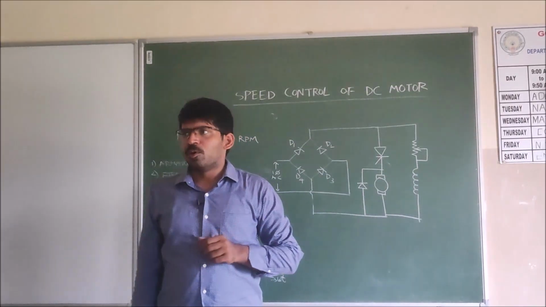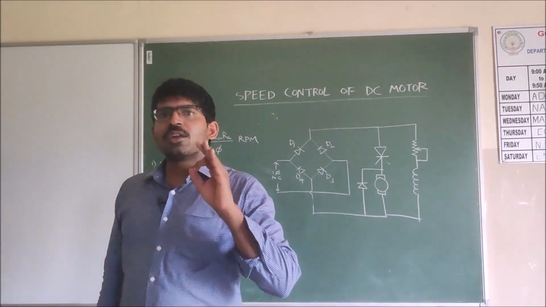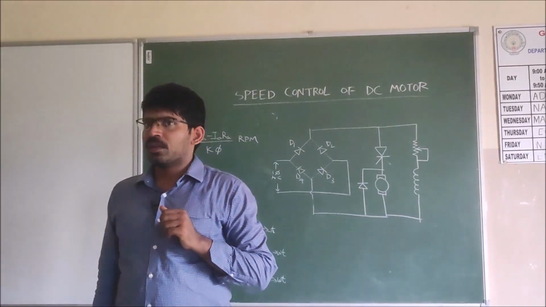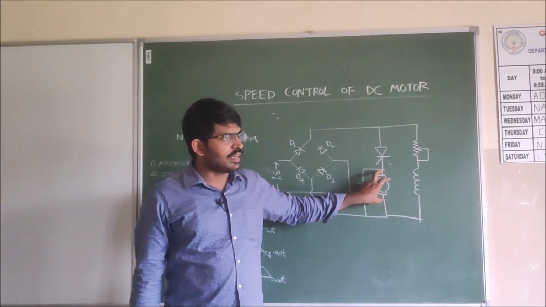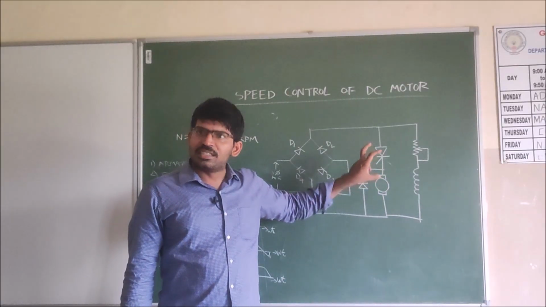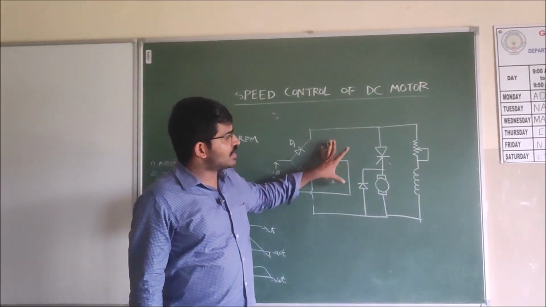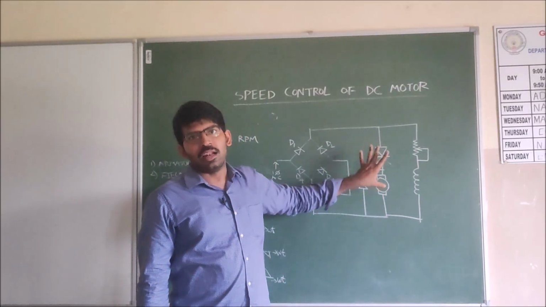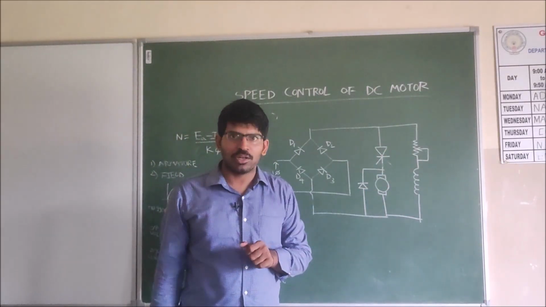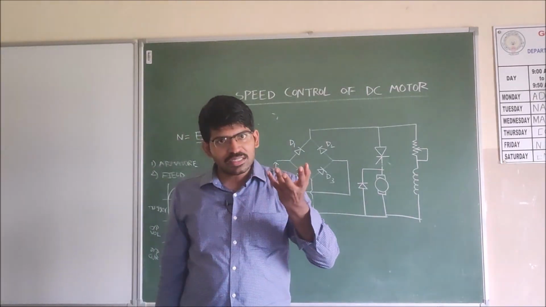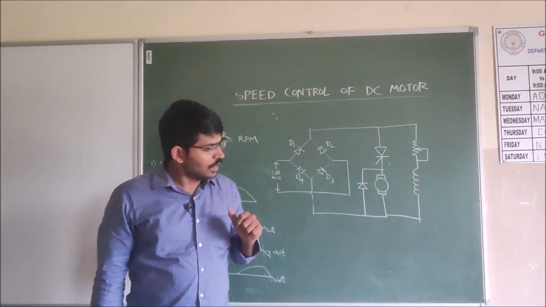Now we are discussing speed control of a DC motor using a thyristor. So here we have connected the DC shunt motor. We are giving the supply to this motor in parallel. That's why it is called a DC shunt motor. If we provide the supply to the motor in series, then it is called a DC series motor.